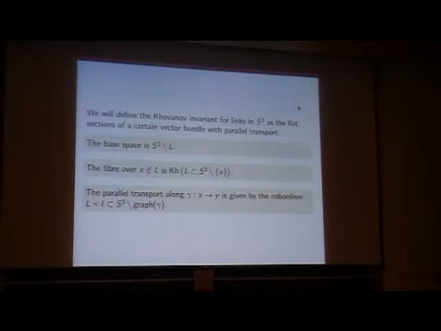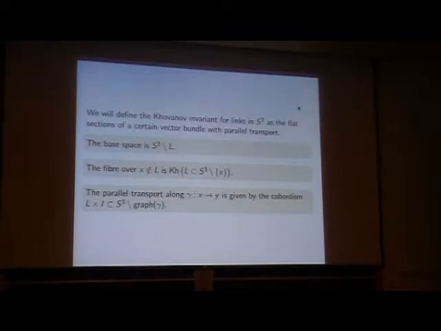So to get around this, we're going to build this funny vector bundle. The base space is just going to be the complement of the link in S3. Okay? And over each point, what do we do? Well, we delete that point and think of the link in the complement, and we build a fiber over that point, which is just the usual Khovanov homology of that link in S3 minus that point.